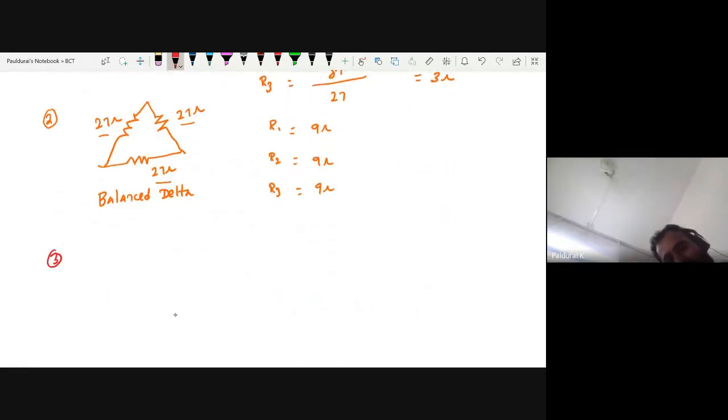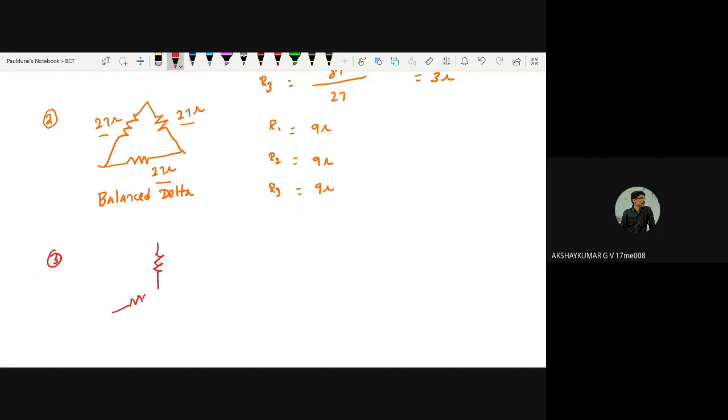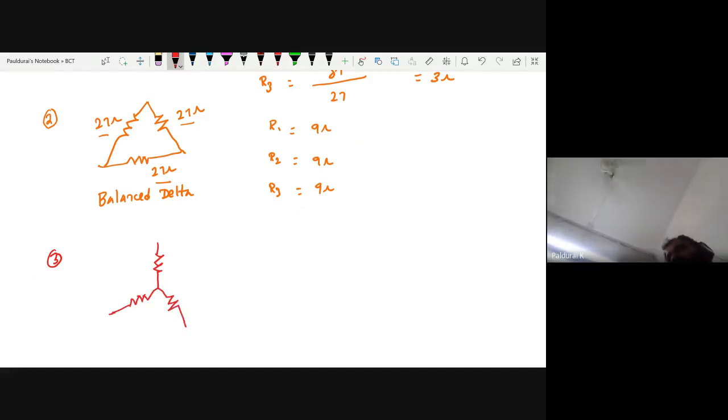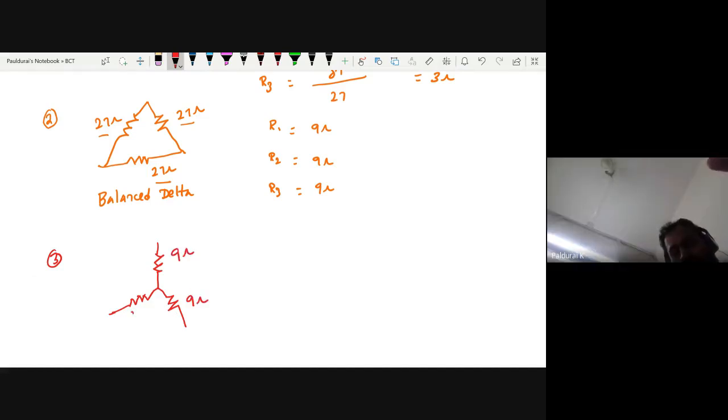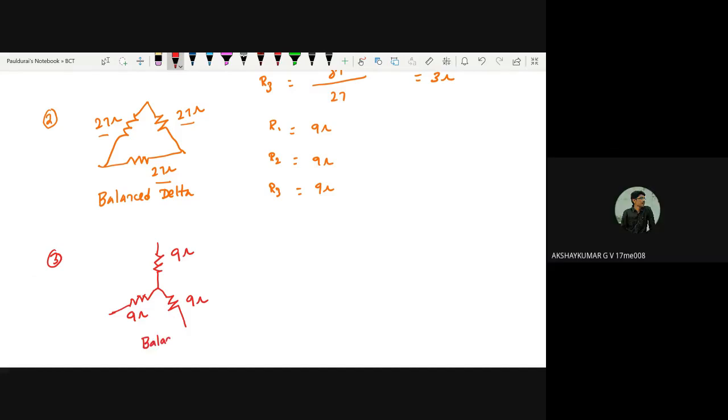Okay. Take problem number 3. This time convert the given star into delta. Take this as my star. Akshay Kumar, what will I do now? Any guess? What value will I take? These 3 resistances will be 9 ohms. Thank you. If I take 9 ohms, I take all equal. So what is the name for this network? Any idea? Balanced star.